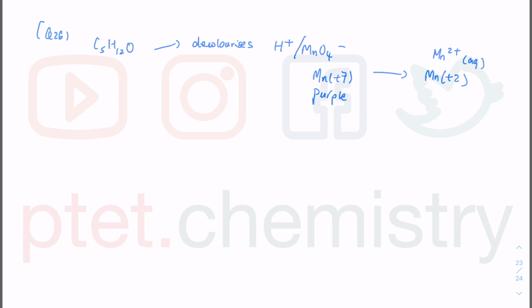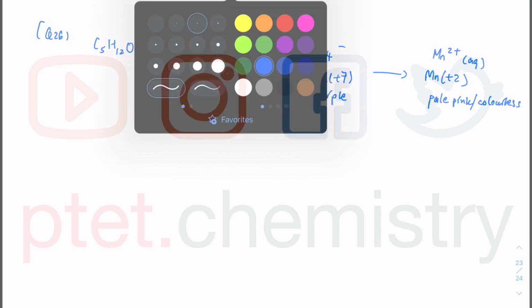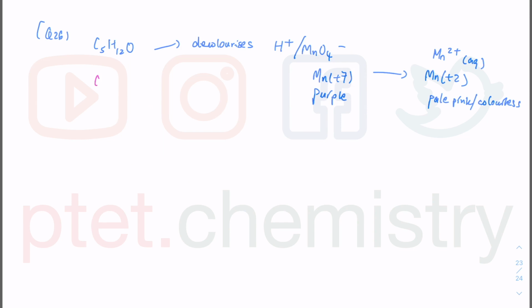The pale pink or colorless species is a result of the manganate 7, meaning to say the Mn plus 7 acting as an oxidizing agent, meaning to say this thing can be oxidized. So your conclusion from this is this thing can be oxidized by KMnO4. That's why acidified KMnO4 turns from purple to colorless or pale pink as a result of it.